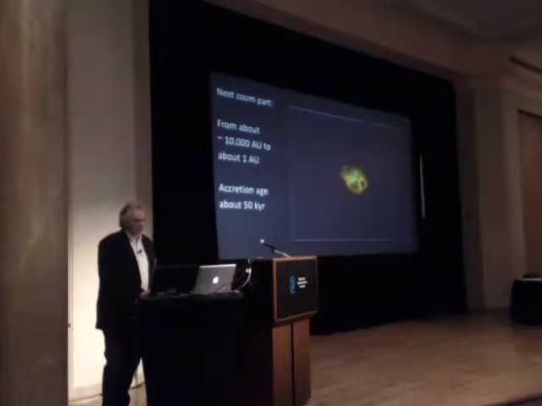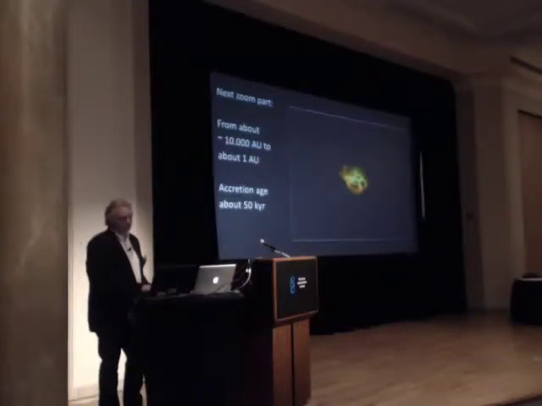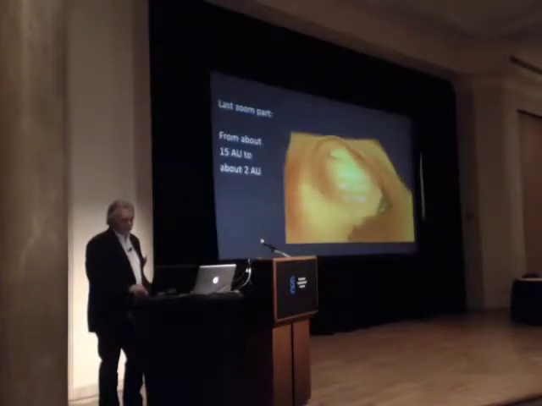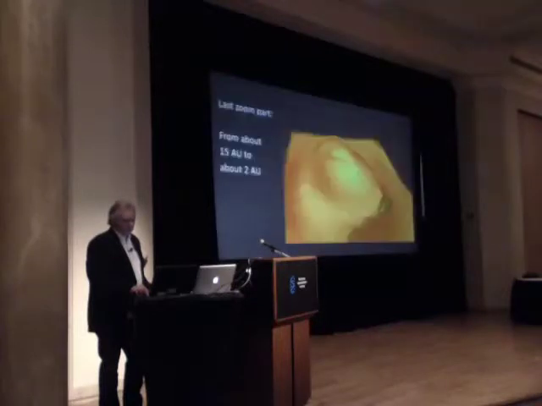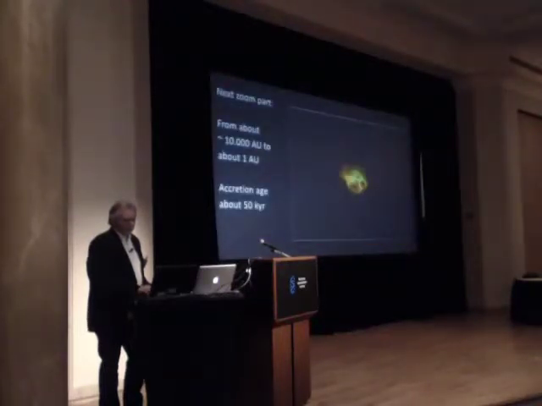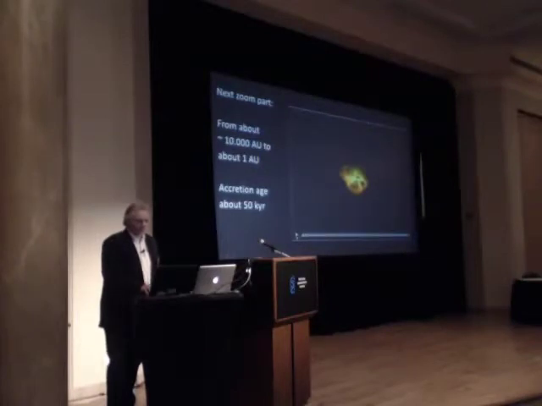I do this in steps to speed things up. This is for the middle case, where the accretion age is about 50,000 years. And here, what looked like a smooth core has quickly, because of the accretion, become very filamentary.